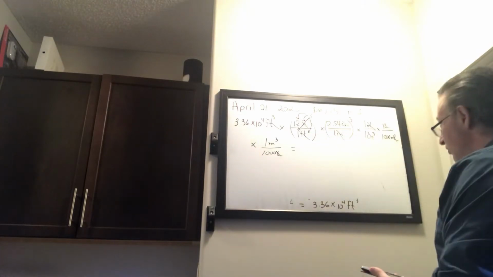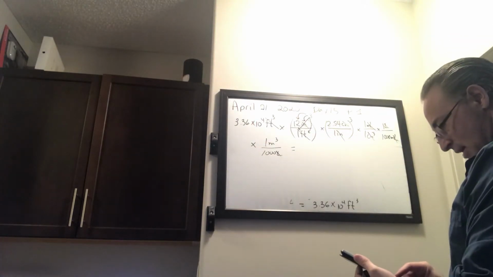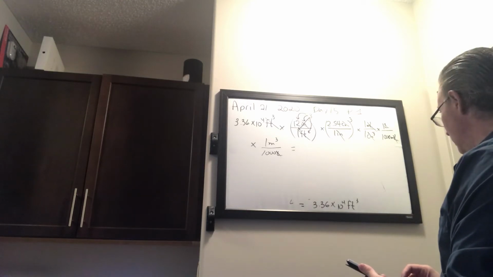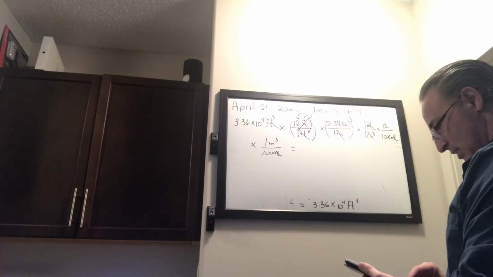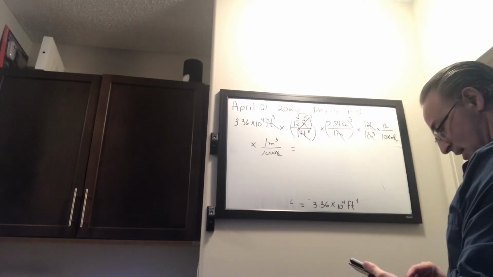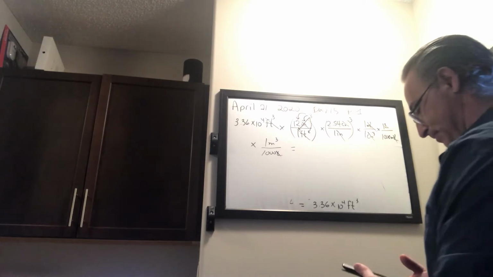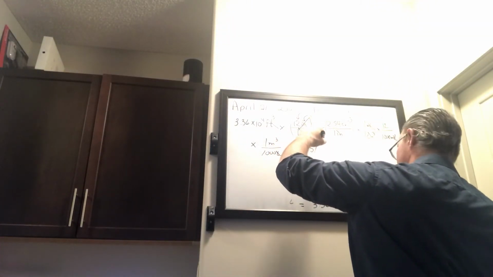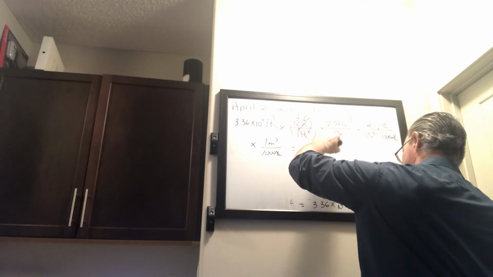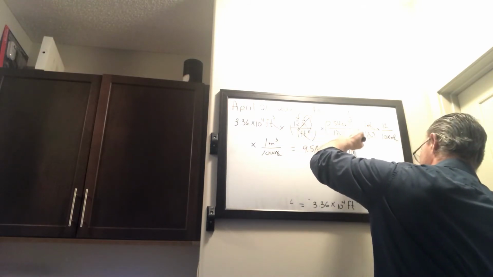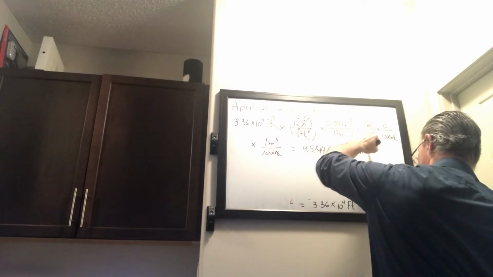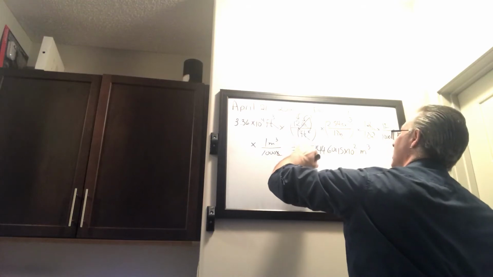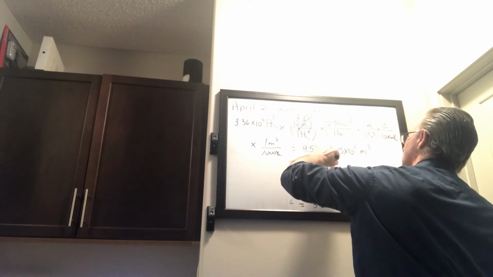12 cubed times 2.54 cubed divided by 1,000 divided by 1,000. Answer. You get 9.51446045 times 10 to the 2 meters cubed. Or you could say, we're only allowed 3 sig figs, so you say 951 meters cubed.